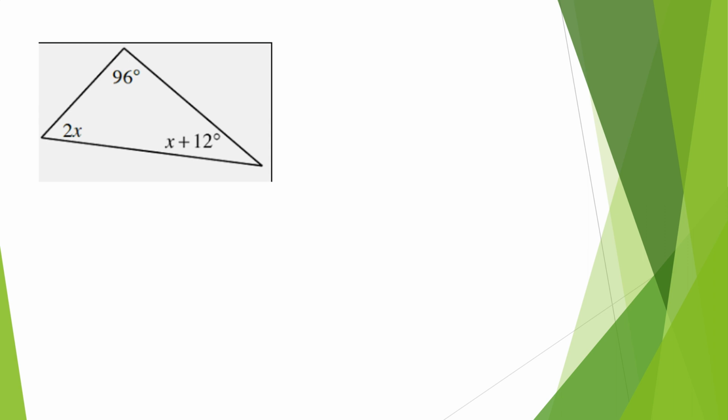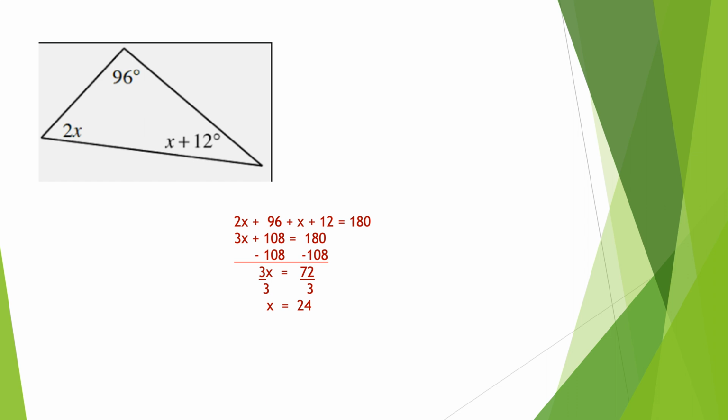Okay, so we're going to add them up and get 180. So 2x plus the 96 plus an x plus 12 is 180. Combining like terms, that's 3x plus 108 is 180. Subtracting the 108, I get 3x is 72. Dividing by that 3, and I get x is 24.